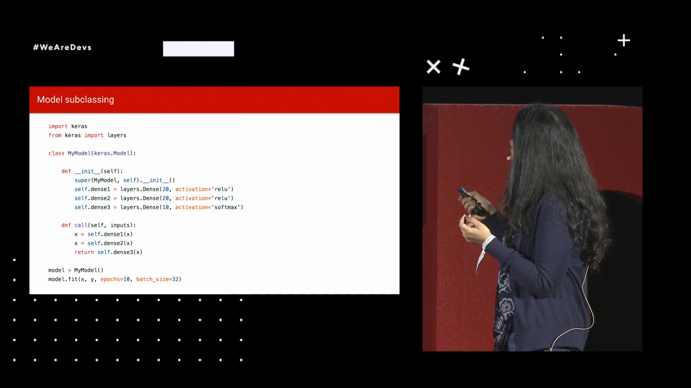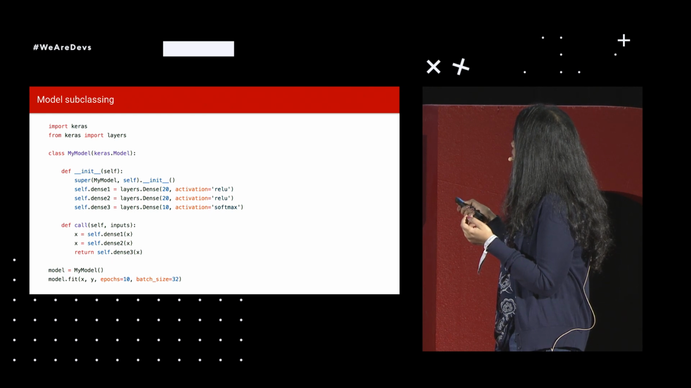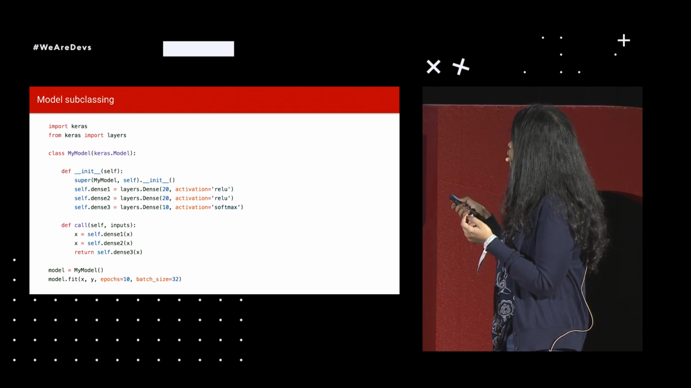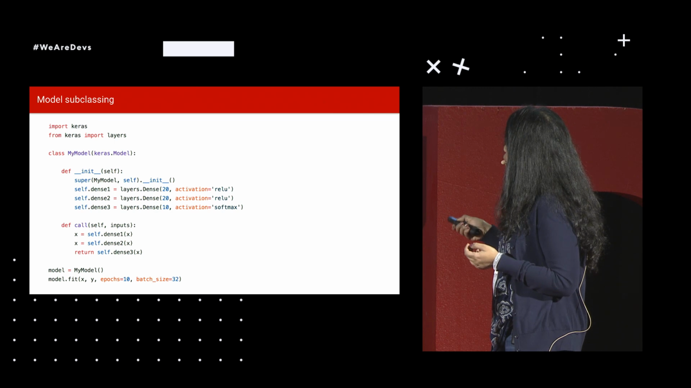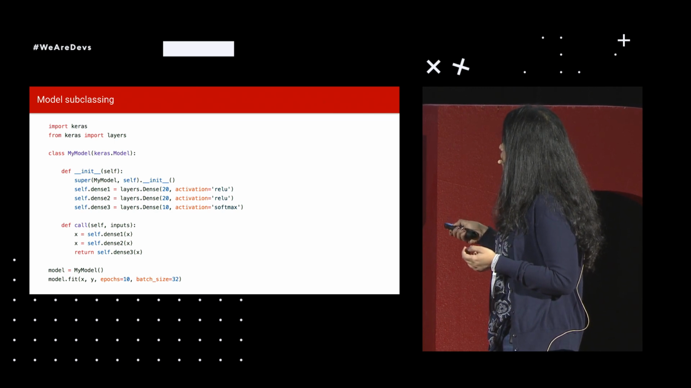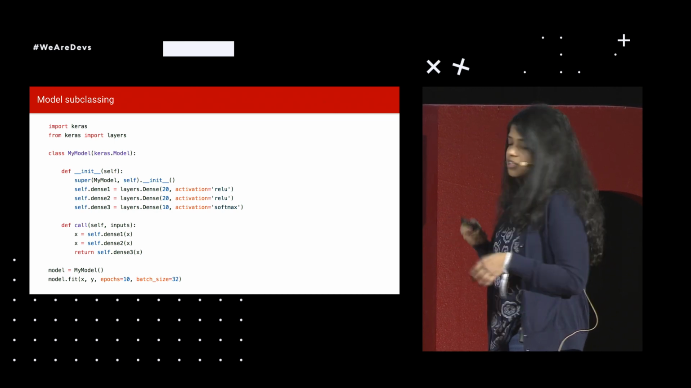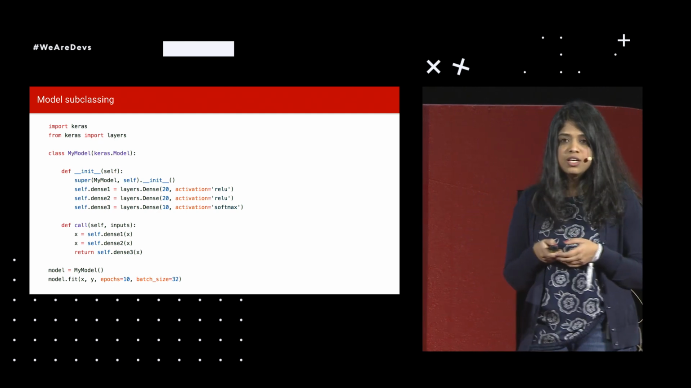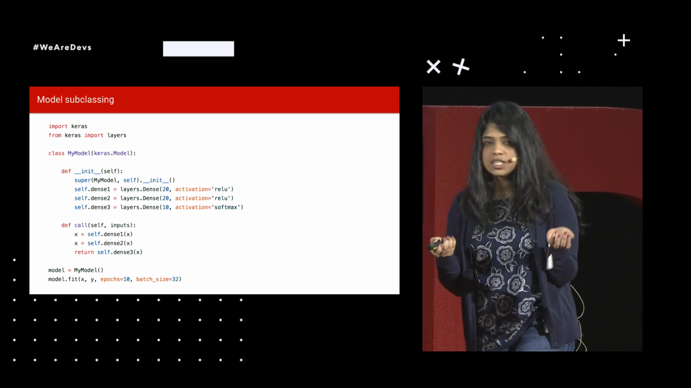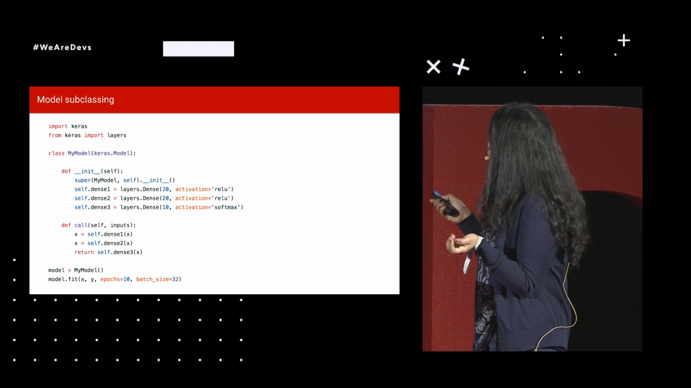So you just subclass the Keras model API and create the set of layers that you want in the init function. And in call, you specify the model architecture. You create the subclass model instance and use it like any other model. You can also use it as part of a bigger model that you're creating, and so on.